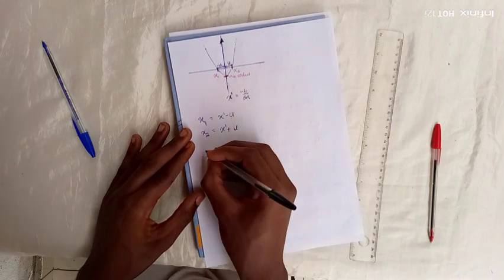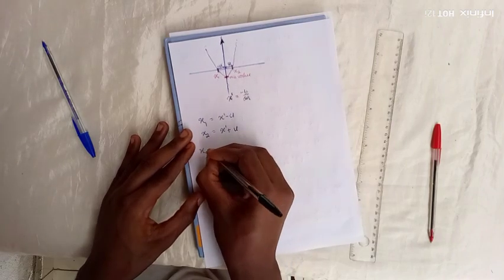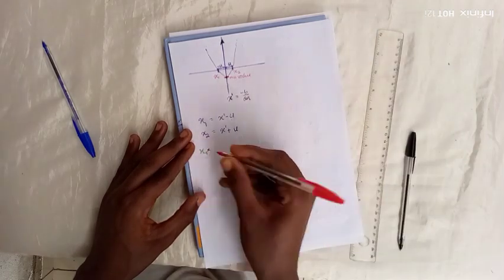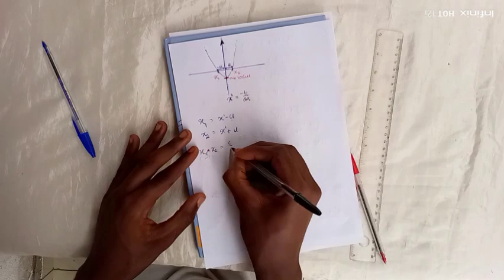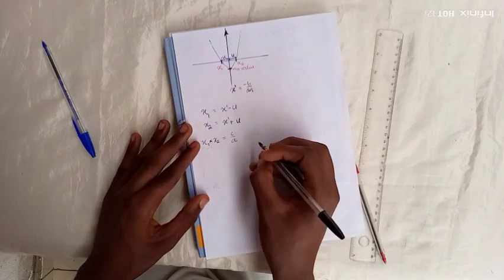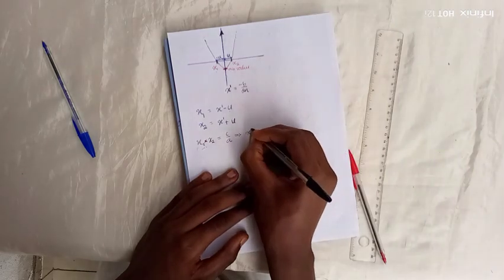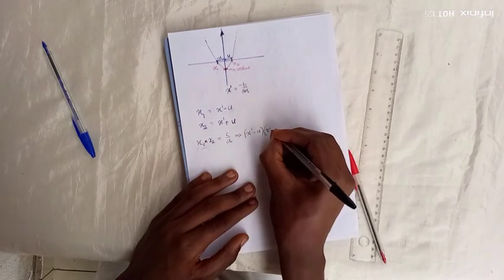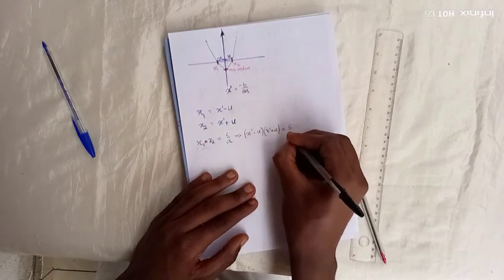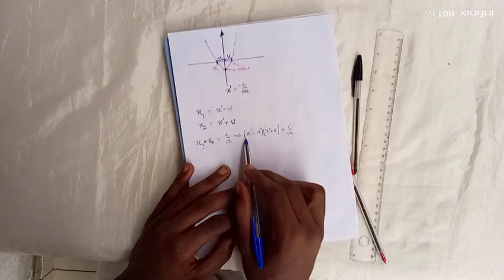To get u, I'm going to use the fact that the product of roots x1 times x2 is equal to c over a. That's the product of roots. Now, following this rule here, it means that x1 is what? X prime minus u times x prime plus u equals c over a. Boom. From here, you will notice that this is a difference of two squares identity.